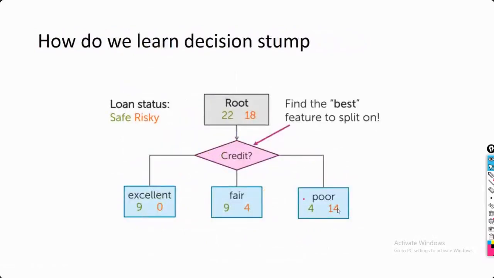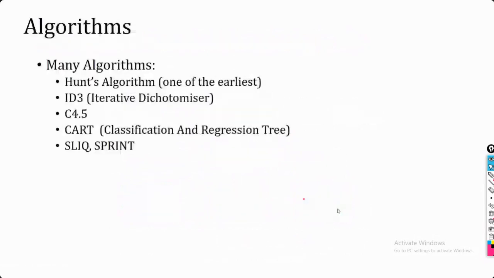Next we are going to find how we select this credit as my first point, or how we are going to select another attribute as my first point. That means the root, or you can say the attribute which is going to be part of the preceding root. So that we are going to see.